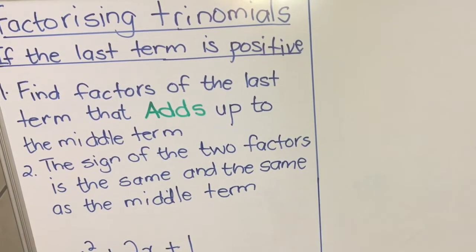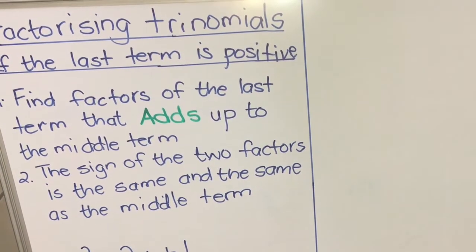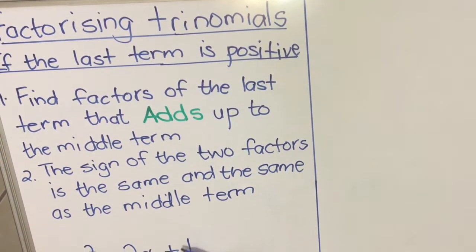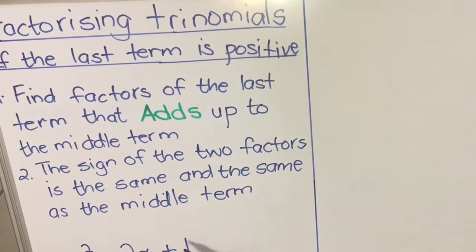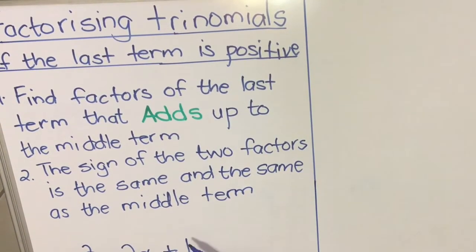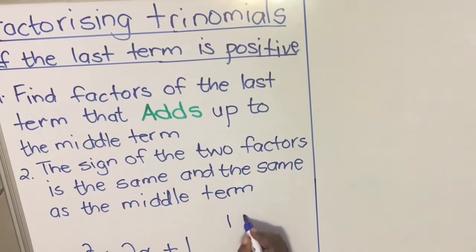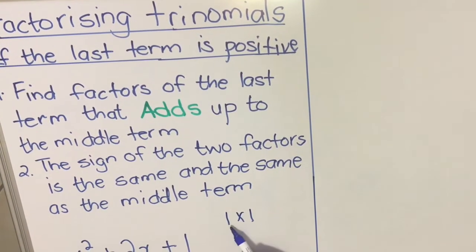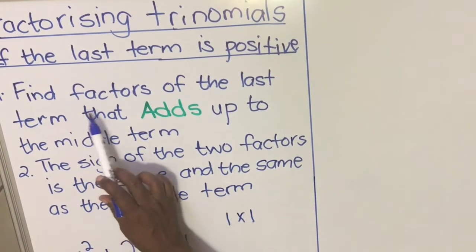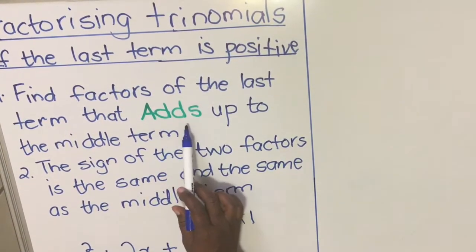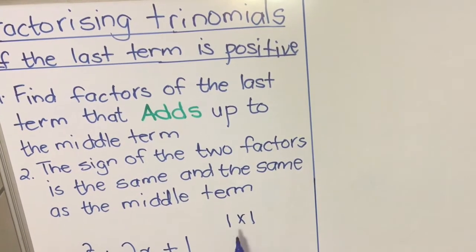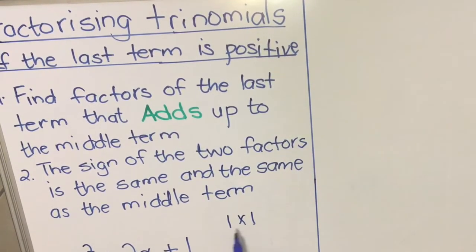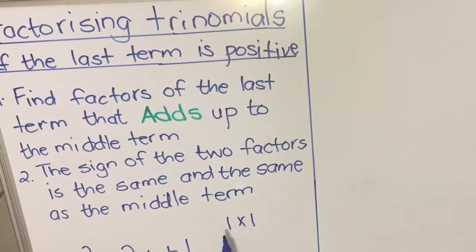Factors are things that you multiply to get that particular number. So here, our last term is 1. 1 has only one factor, 1 times 1. There's nothing else that you can multiply that gives you 1. So you must find factors that add up to the middle term. If I add 1 and 1, I'll get a 2.